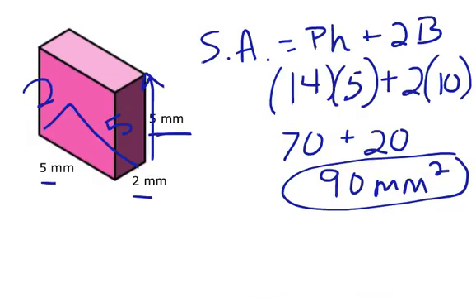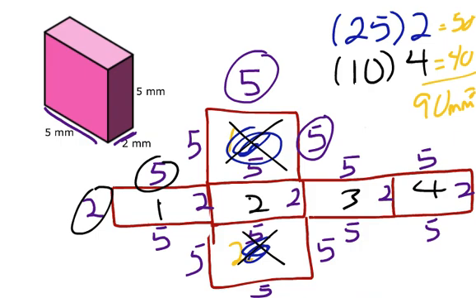Now let's look back, and we have 90 millimeters squared, or square millimeters. So that's how you can do it in 2 different ways. You can make the net, or you can use the formula. So let's go on to the next figure.